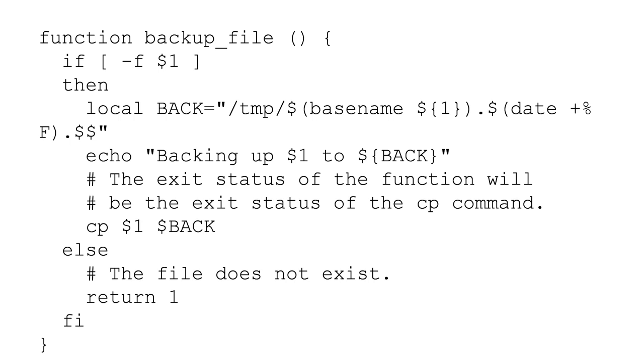One thing we can do is change the if statement to an if-else statement. If the file exists, let the exit status of the function be the exit status of the cp command. If the cp command returns a non-zero code, then our function really has also failed. If we know for a fact that the file doesn't exist, then we can use the else clause to explicitly return a non-zero exit status back to our main script. We can also use the local keyword to make the back variable local to this function.